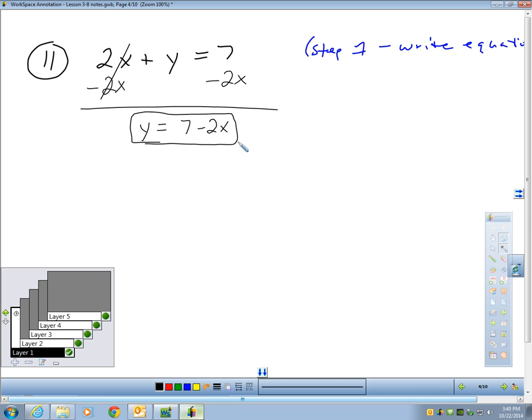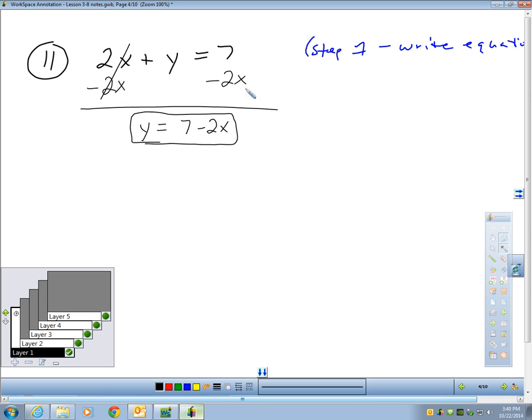Now, if you ask me what's y, I can't tell you the exact answer. Here's what I would have to say. Y would equal whatever 7 minus 2x would work out to. I can't give you an exact numerical amount. So you'll notice those steps look the same as before. Step 1, write the equation. Try to simplify it if you can.